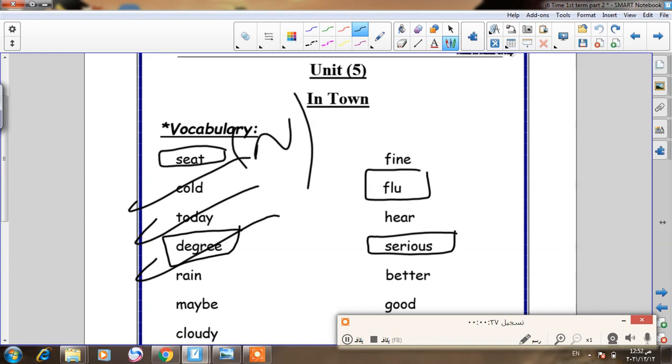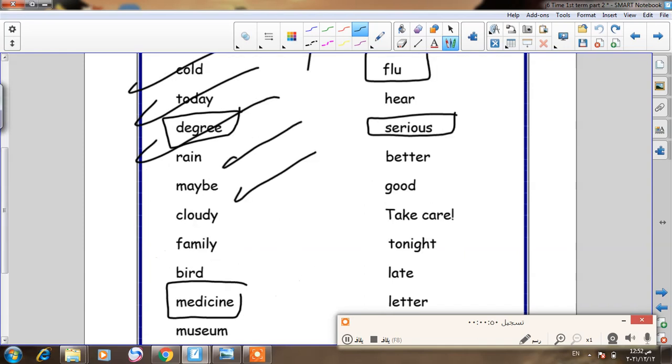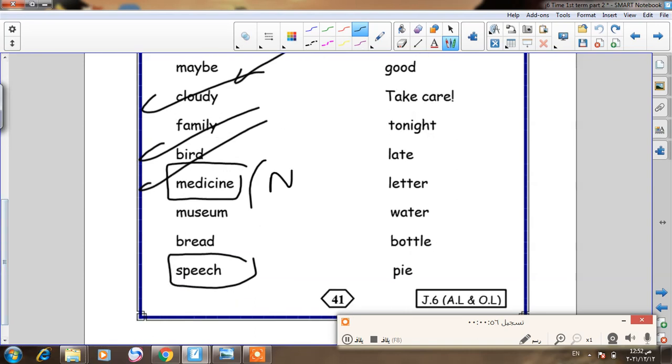We use the word degree in order to speak about the temperature of the weather. Like when I say, for example, today is very cold, it's 10 degrees. And then after this, we have rain, maybe, cloudy, family, bird, medicine. The word medicine is a noun. Medicine is what you take when you're sick in order to feel better.